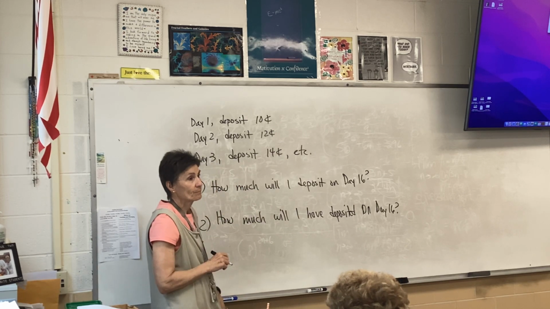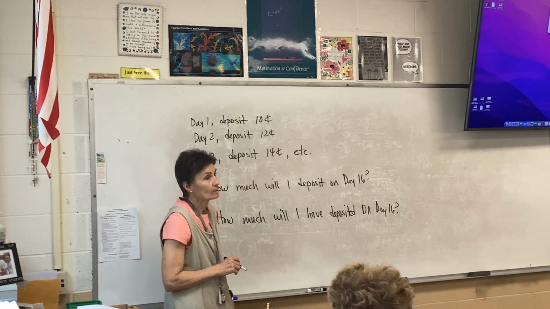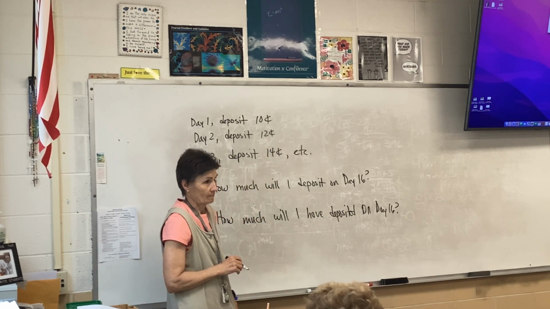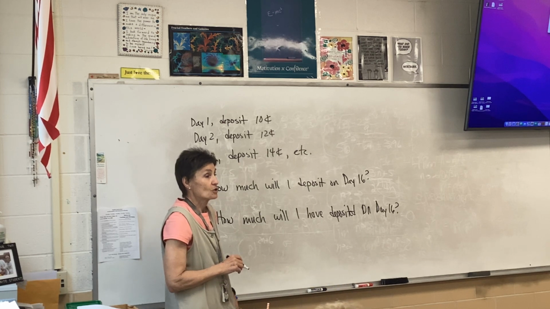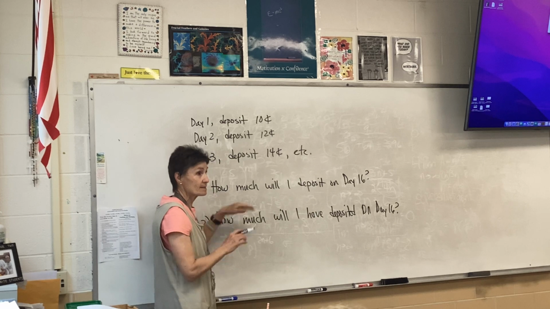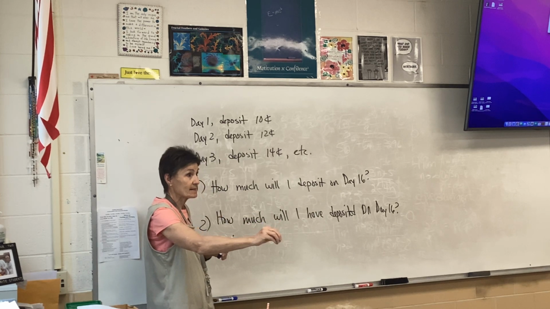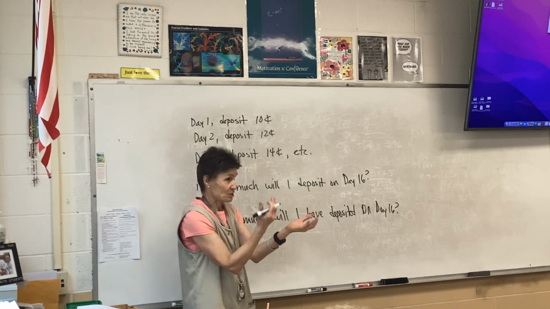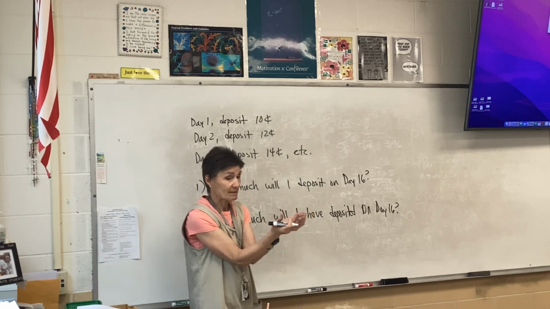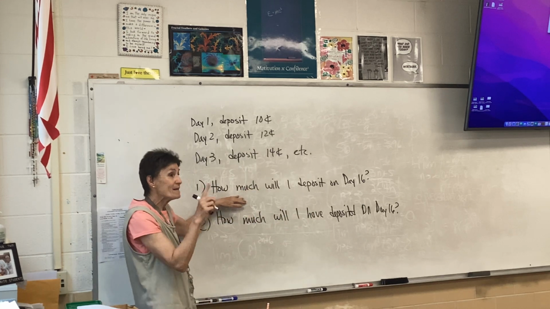Jacob, they're different. What's different about them? Because the first one is saying how much you're going to do on the 16th day, and the second one is how much you will have done by the 16th day. So in other words, this is how much I'm dropping in the bank on day 16, and this is, if I pick my bank up, how much is in there altogether. Does everybody see the difference? Yep.